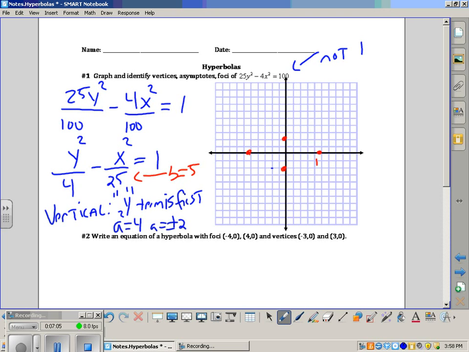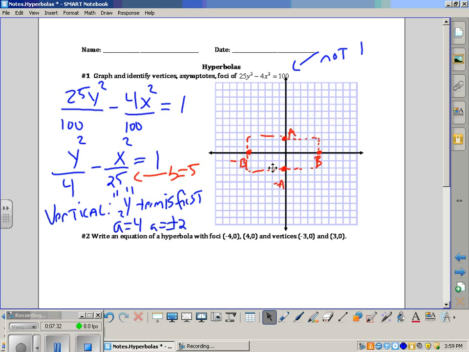Now if I wasn't confident, which I'm not on my first time doing this, you guys, you're not going to be confident at first, but with some practice you'll get better. I'm going to label those points, and then I'm going to draw in a rectangle that connects these points. Okay, there's the rectangle, and this rectangle is going to be important because this is where you're going to put in the asymptotes.